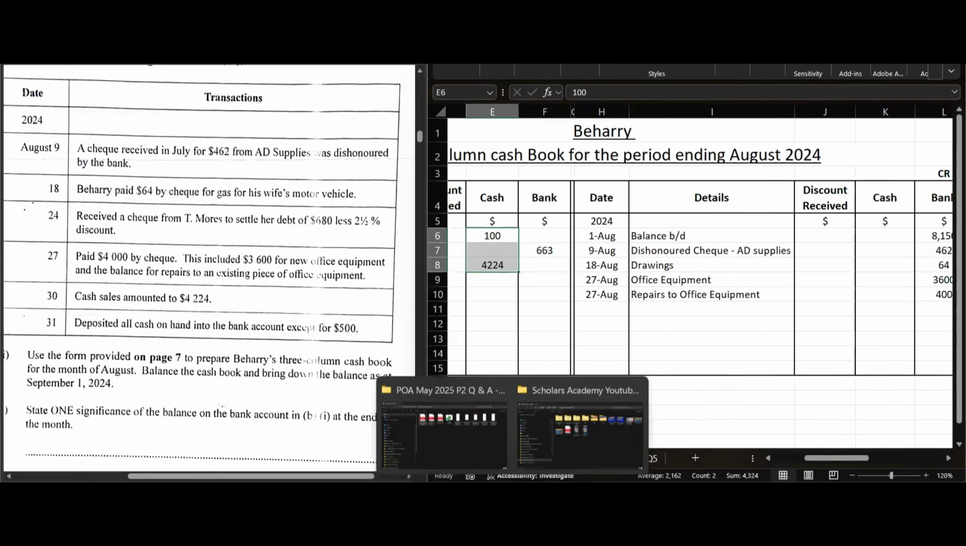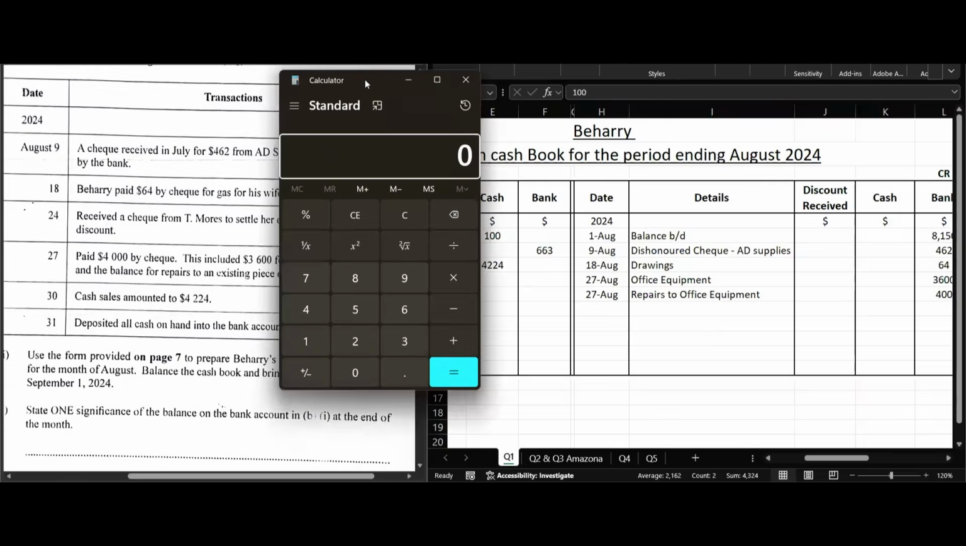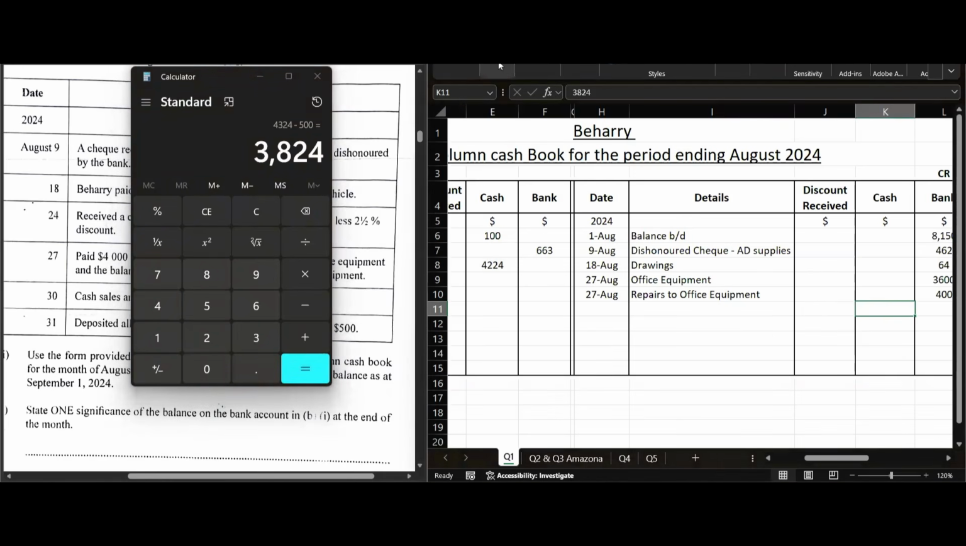Alright guys, so how much of this cash are we actually taking out to put in the business's bank account? Well, currently, the total cash that we have is $4,224 plus 100. Great, $4,324. And we are taking all of this except $500. So how much are we taking out? $3,824. Now that $3,824 is coming out from the cash account. So I'm going to put that as credit cash account $3,824.